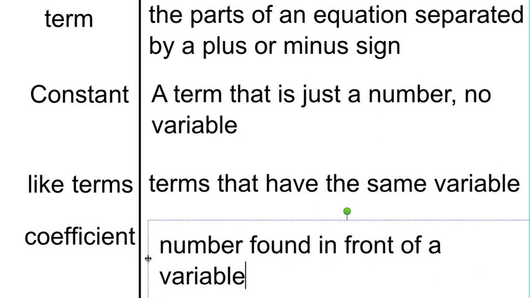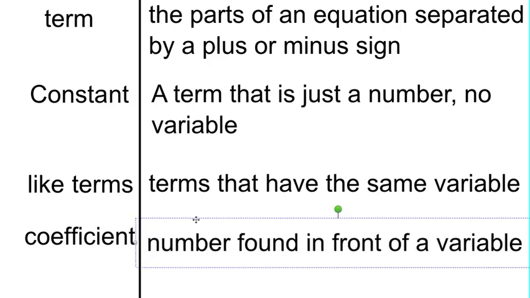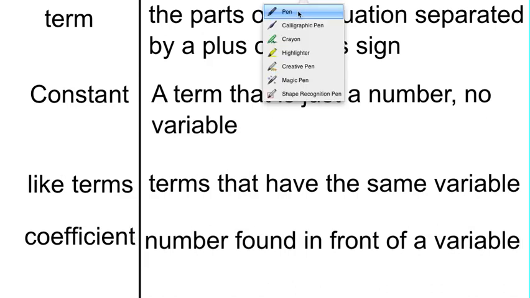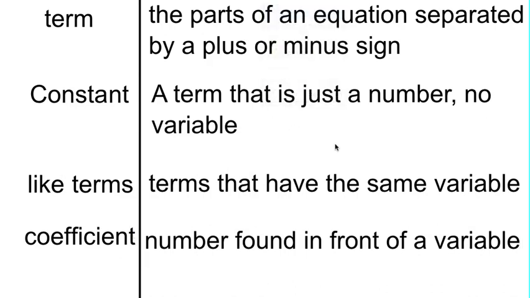All right, coefficient is the number found in front of the variable. So I'm going to give an example here, and I'm going to show you how each one of these applies to that example. So first, let's take an expression, and an expression is something without an equal sign. I'm just going to write it right in the middle here. We're going to have 3x minus 2y plus 7 minus 2x.